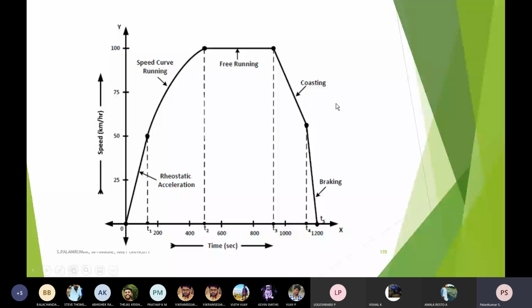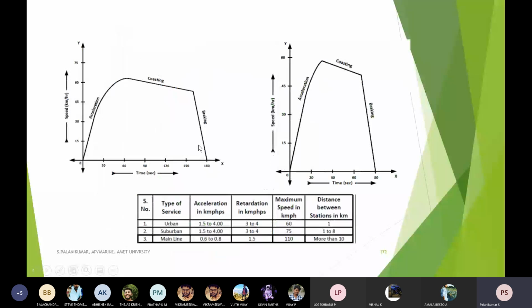Suppose you want to see the one particular to suburban, that is, suburban or city. Automatically, if you see that, we are going to have acceleration immediately. After that, we are not allowing any free running, so it will be just coasting, then braking. Suppose suburban means a very long time it will go for acceleration, then they will simply cut off, and it will keep on coming down.